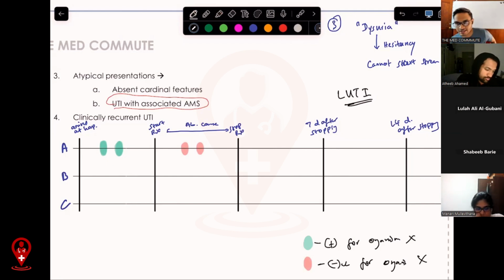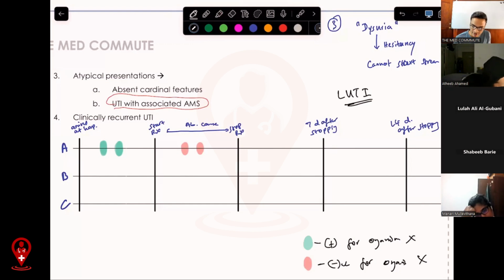When you did the culture initially, organism X was there. Then you started the antibiotic treatment and organism X is now no longer there. It's negative, so you stop the treatment. Here, guys, 7 days after.